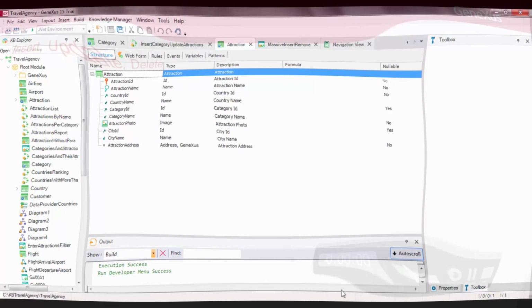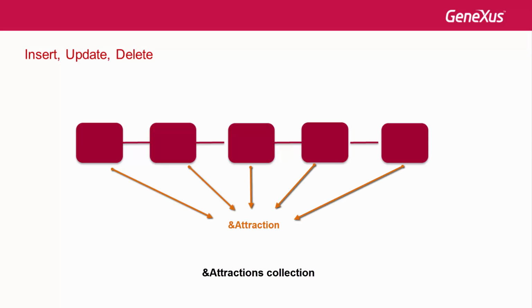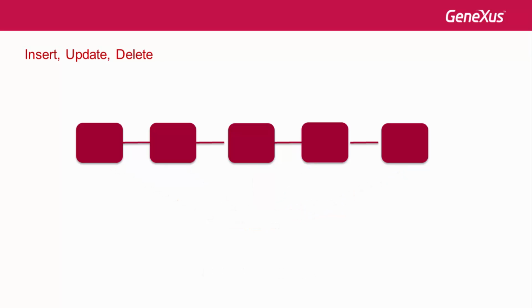The insert, update, or delete operations can also be massively performed on a collection of business components that we don't know how to load yet. That is to say, suppose we had a collection variable of business components and we had all the attractions loaded in an attractions variable where each item was of attraction business component type. Then we could delete them all by typing attractions delete, with no need to run through the collection one item at a time in order to delete them one by one.